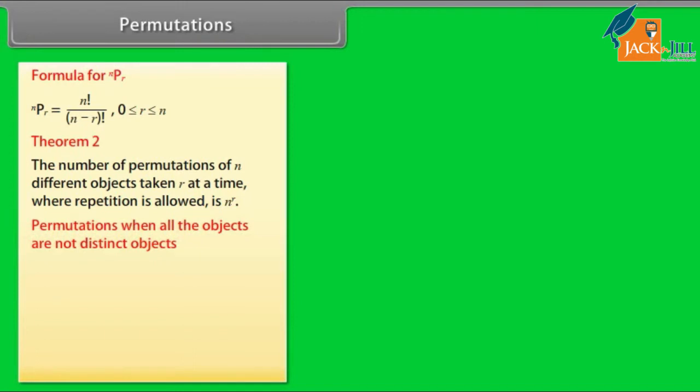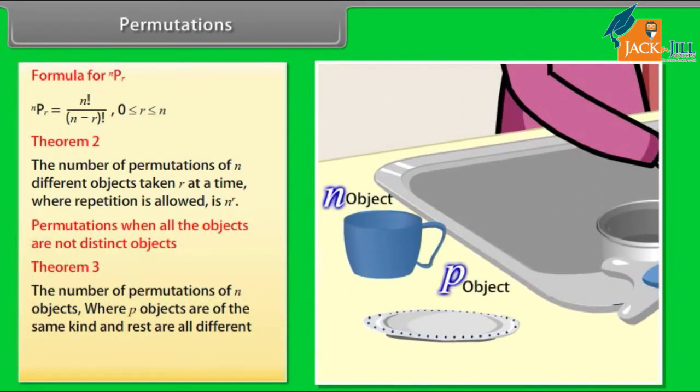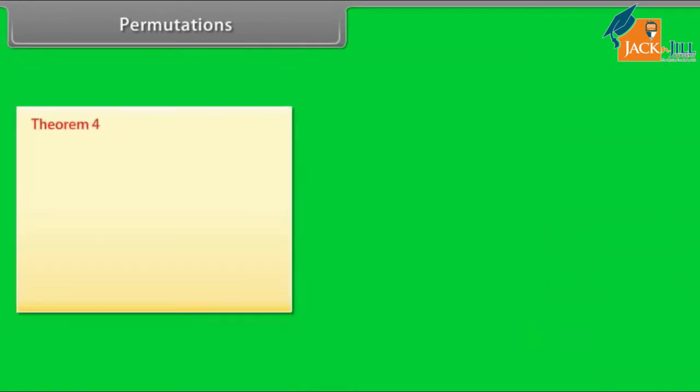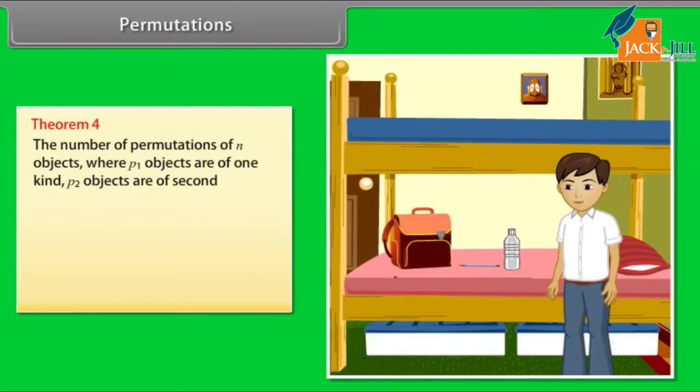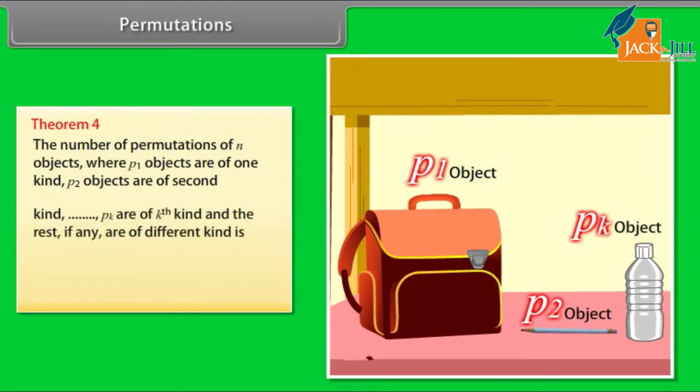Permutations when all the objects are not distinct objects. Theorem 3. The number of permutations of n objects where p objects are of the same kind and rest are all different is equal to n factorial by p factorial. Theorem 4. The number of permutations of n objects where p1 objects are of one kind, p2 objects are of second kind, pk are of kth kind, and the rest, if any, are of different kind, is n factorial divided by p1 factorial into p2 factorial up to pk factorial.